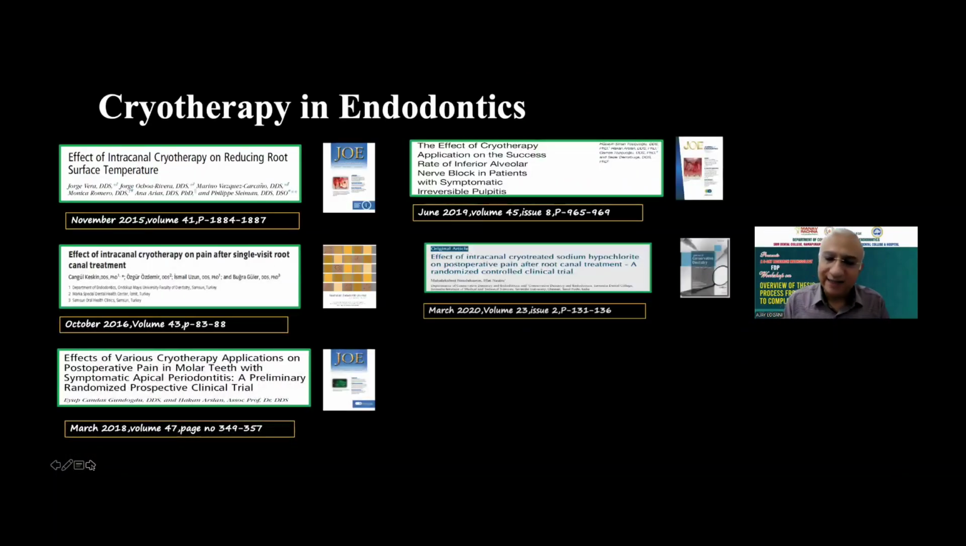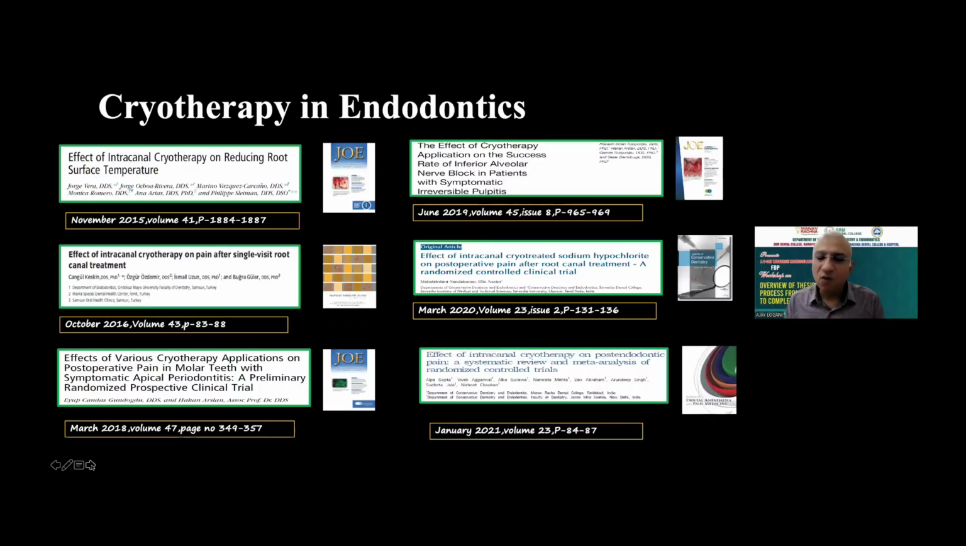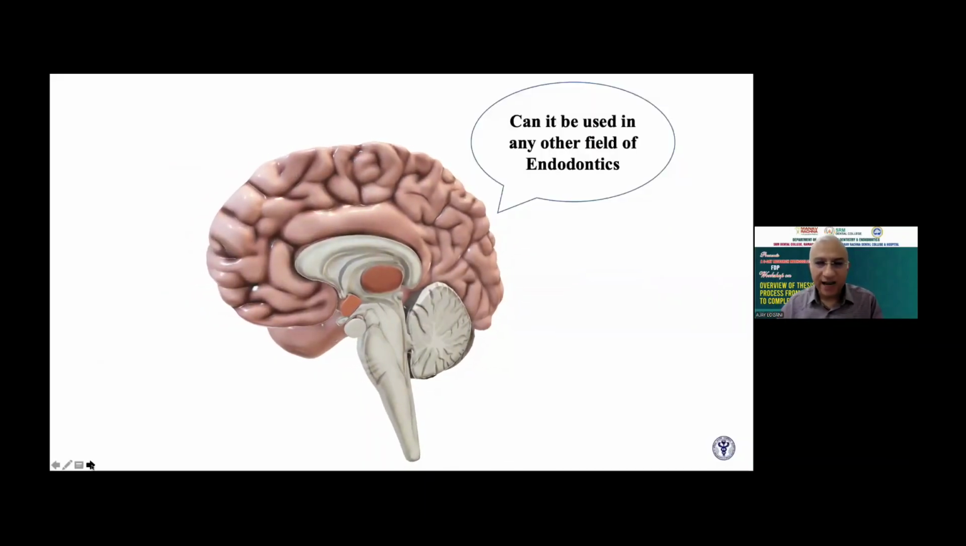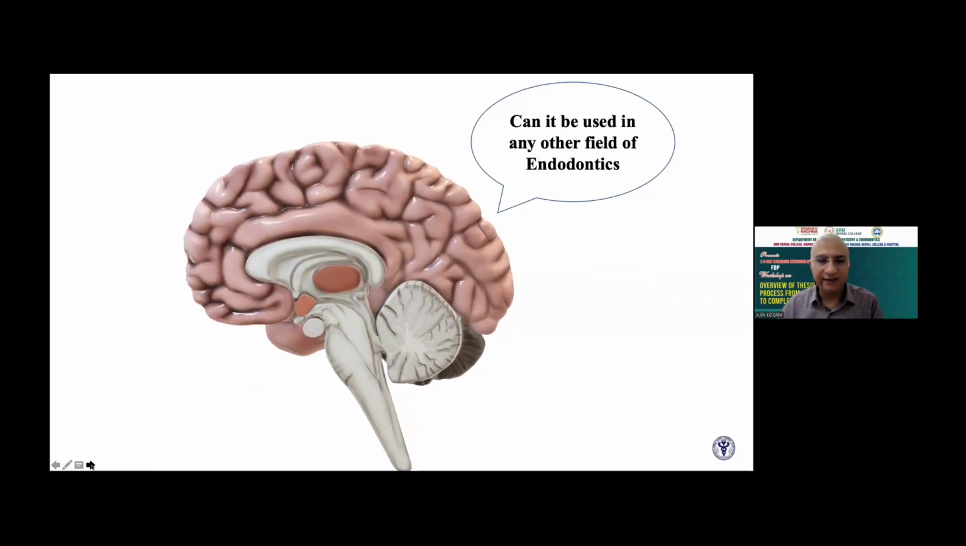So now let me tell you what I meant when I said you would want a broad area. So cryotherapy, for example, is a broad area. Now try and read all articles about cryotherapy in endodontics, and then when you have read all these articles about cryotherapy in endodontics, and if you think that cryotherapy is an area of your interest and an area of interest of your guide, then probably try and see whether you can use cryotherapy in any other field of endodontics?